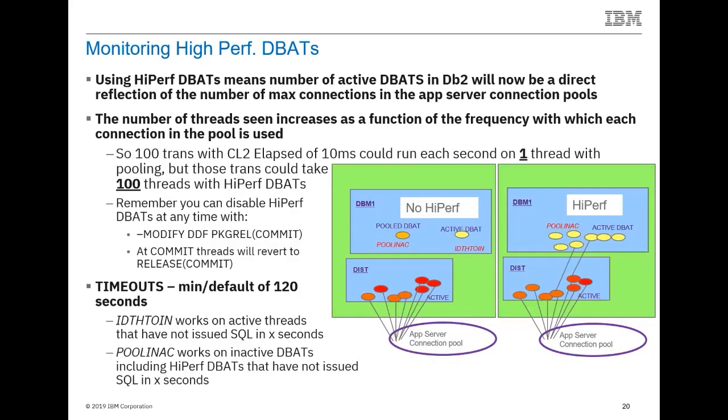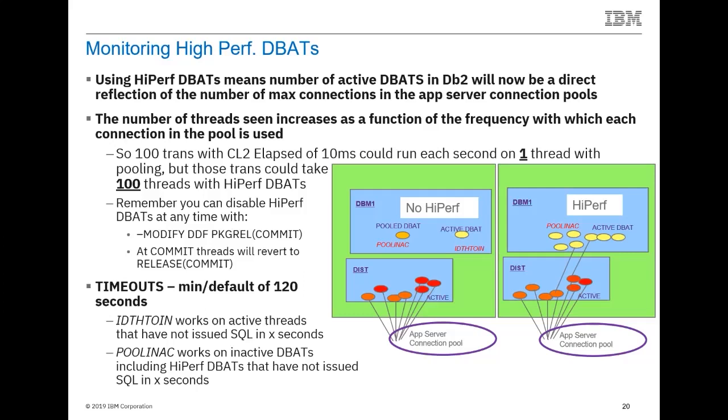Okay, so I'm going to switch gears here and go into high-performance DBATs. It's a little about monitoring, but also what they are. The high-performance DBAT came out in version 10. We're allowing you to use a RELEASE(DEALLOCATE) bind option against a DDF thread. There's two parts to it. You bind the package with DEALLOCATE and then use the MODIFY DDF command. It's that combination of the two that allows these to take on a high-performance DBAT role.